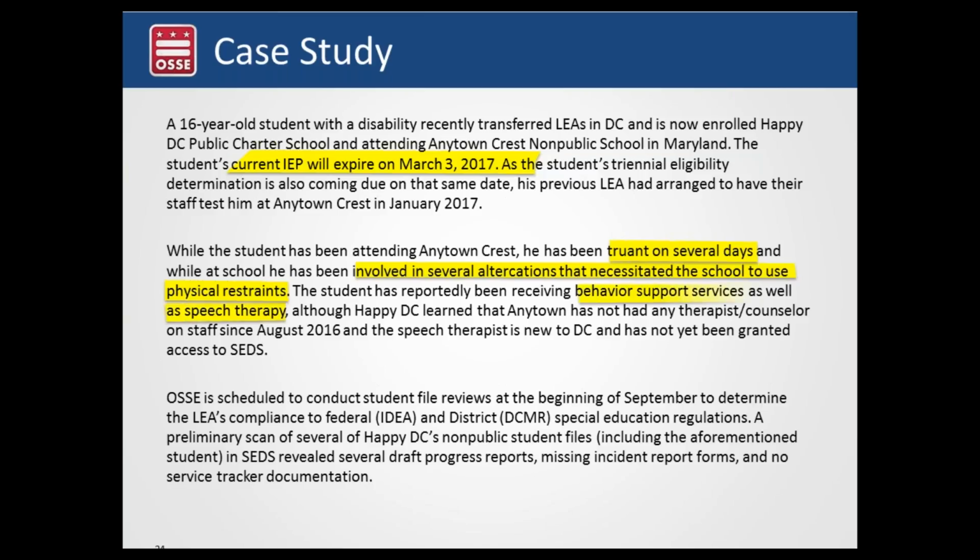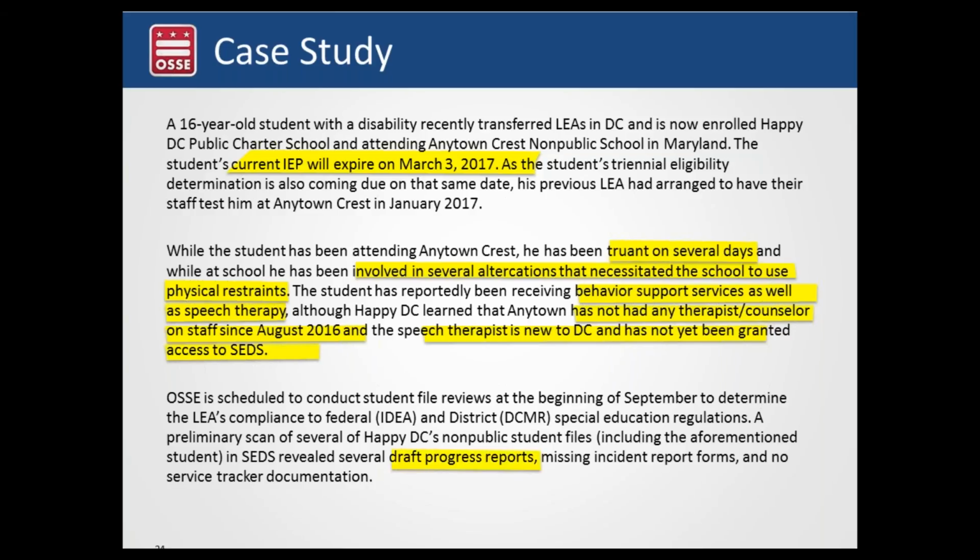Okay. We also are concerned that the student is prescribed behavioral support services and speech therapy on their IEP, but that we know that this non-public school has not had a therapist on staff since August, and that the speech therapist does not have access to SEDS. So from our perspective, if we run an RSMR, it looks like the student has not received any services.